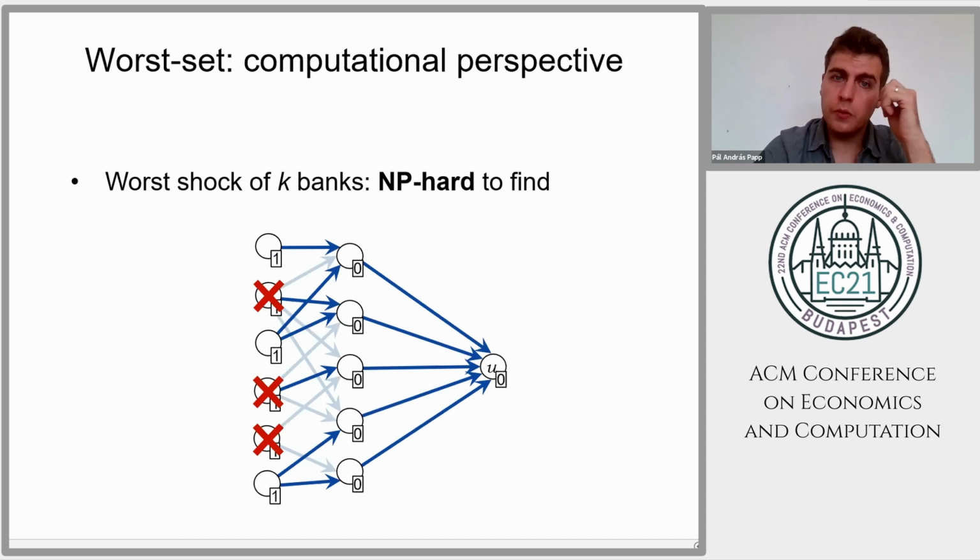So a second perspective to look at this worst-case shocks is from a computational perspective. It's not hard to show by reduction that finding the worst shock of K banks is an NP-hard problem. So we have this interesting case that the number of potential swaps between any two banks, or even in the whole network, is polynomial, but we still cannot find positive swaps efficiently, because even if we have a given swap, we will not be able to evaluate whether this is positive or not in polynomial time.